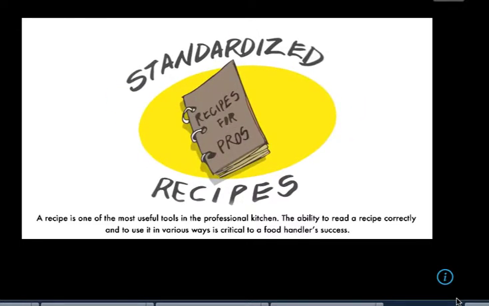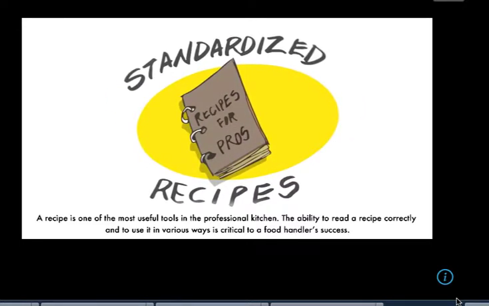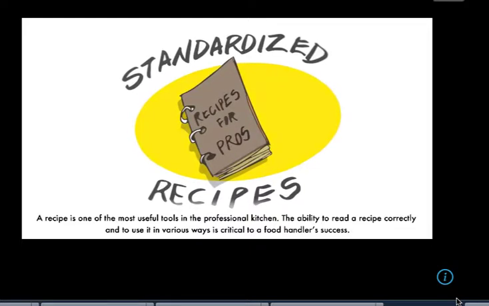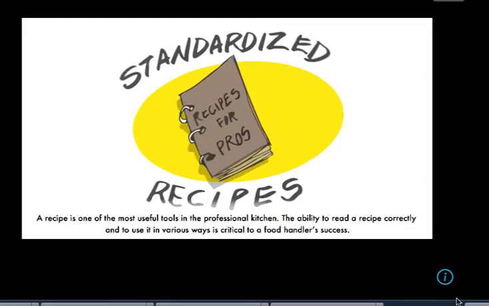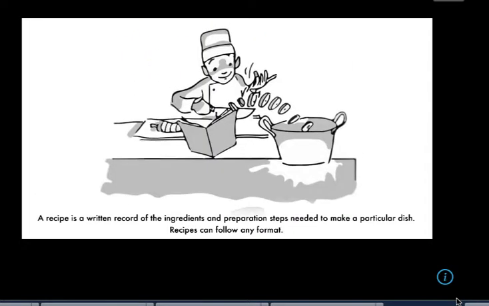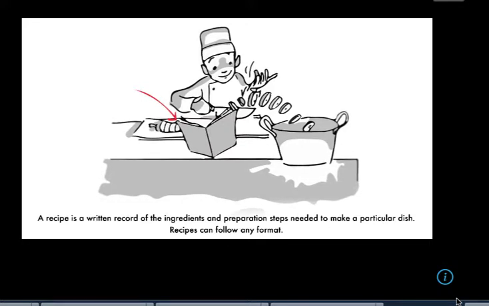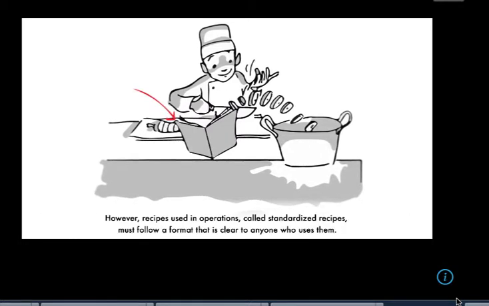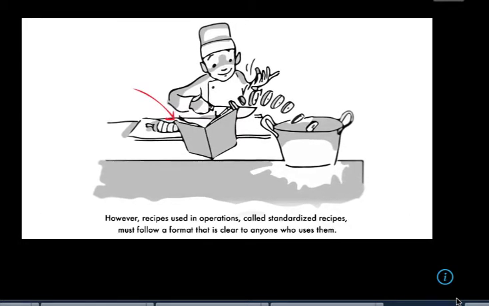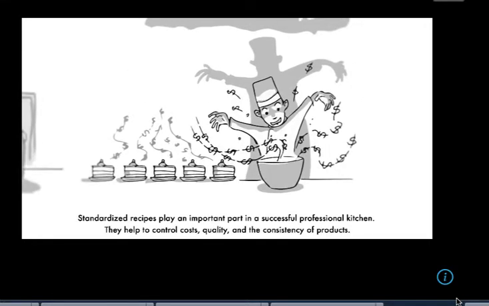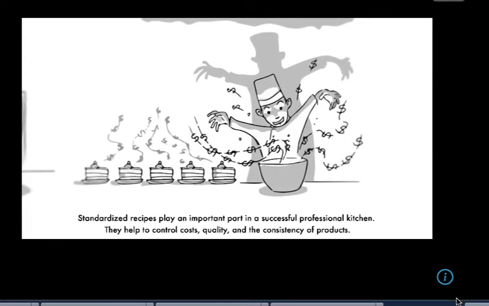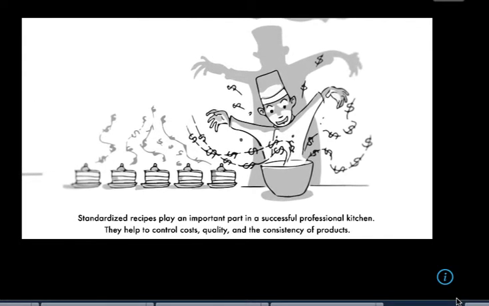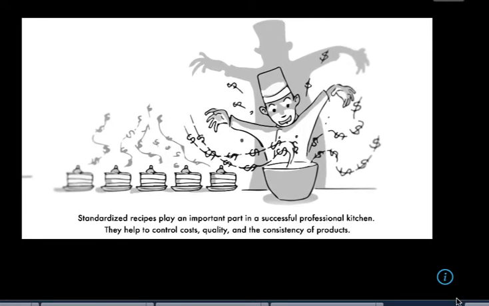A recipe is one of the most useful tools in the professional kitchen. The ability to read a recipe correctly and to use it in various ways is critical to a food handler's success. A recipe is a written record of the ingredients and preparation steps needed to make a particular dish. Recipes can follow any format. However, recipes used in operations, called standardized recipes, must follow a format that is clear to anyone who uses them. Standardized recipes play an important part in a successful professional kitchen. They help to control costs, quality, and the consistency of products.